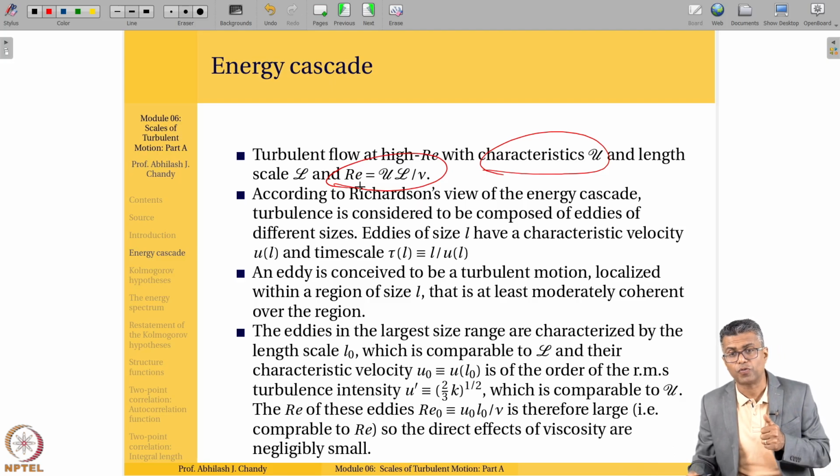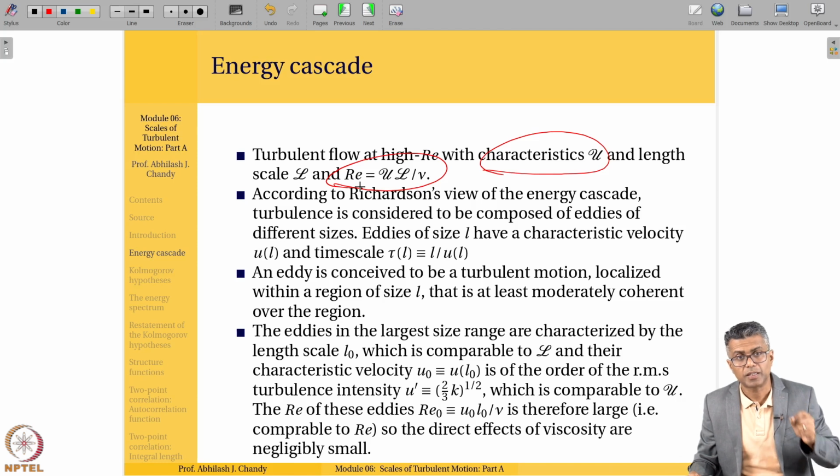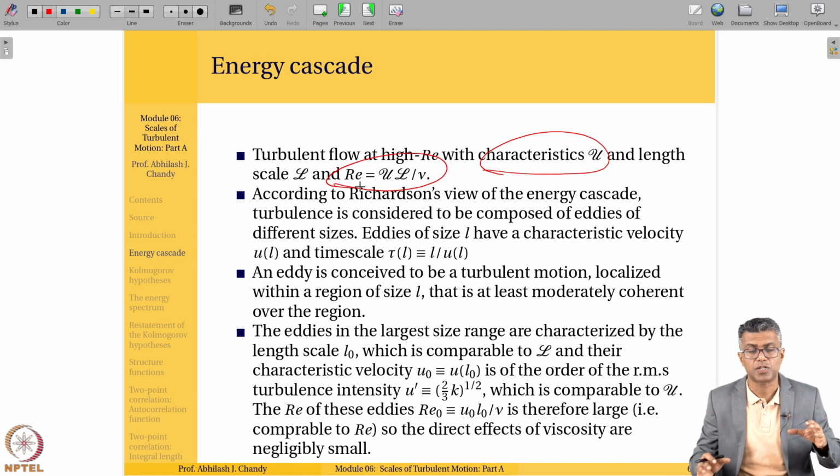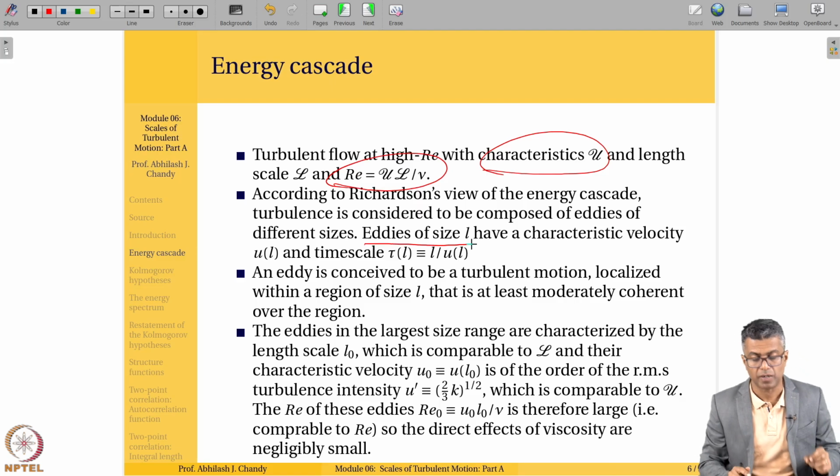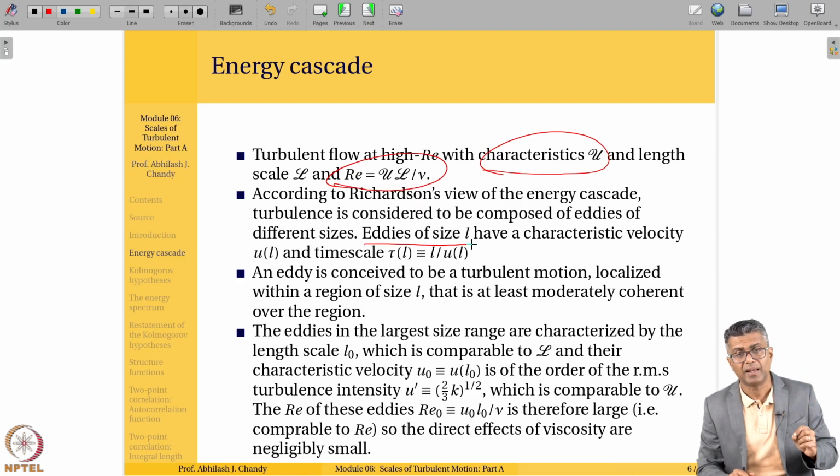According to Richardson's view of the energy cascade, turbulence consists of eddies, right? Motions of different sizes, different length scales, so different eddies of different sizes. And let's put some names here. Eddies of size l have a characteristic velocity u of l.